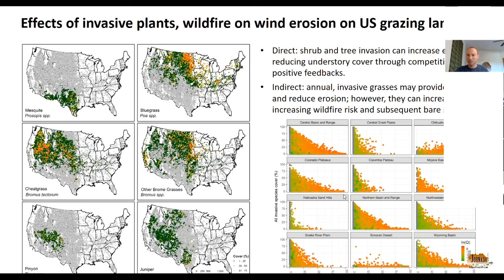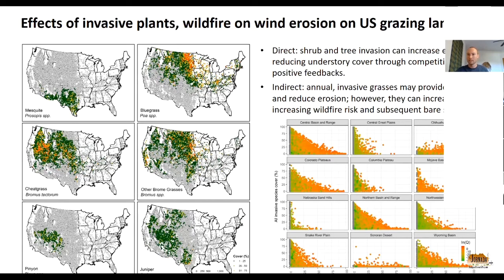So there's quite a bit of information in here, but basically for increasing wind erosion, the dots change from green through to red. So this would be increasing erosion here. And we have bare soil cover on the x-axis. So typically the wind erosion risk increases with increasing bare soil. But we find some interesting patterns across different ecoregions and with different invasive species.